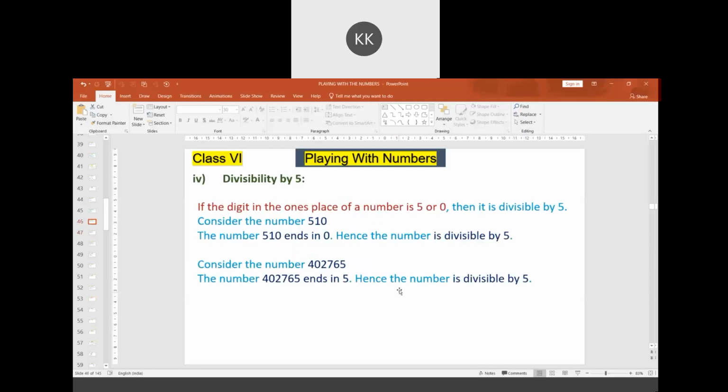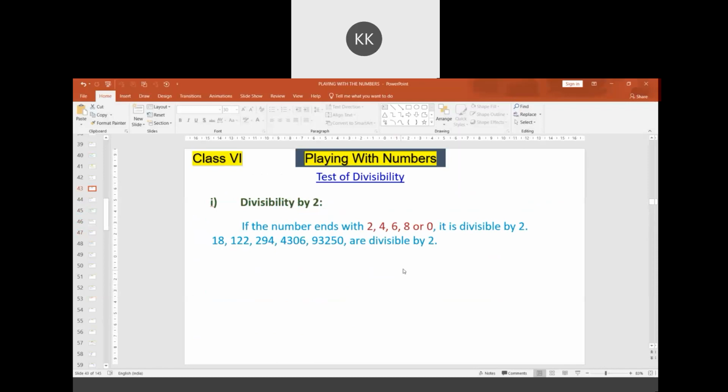In the last class, we have learned test for divisibility. Test for divisibility by 2. Whenever we have an even number, it will be divisible by 2. That is, if the number is ending with 2, 4, 6, 8 or 0, the number is divisible by 2.